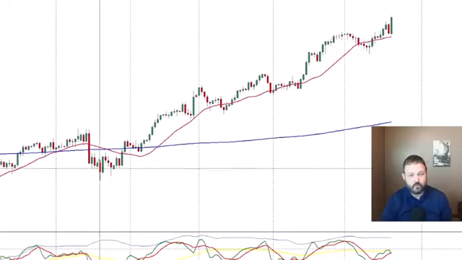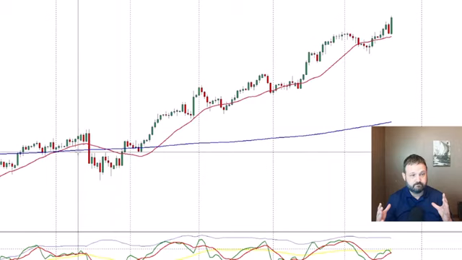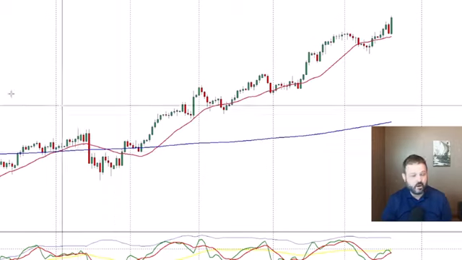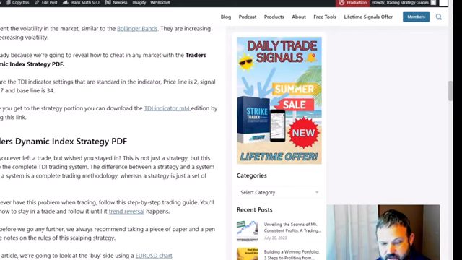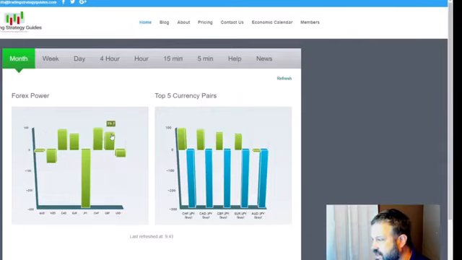So we want to make sure that we find pairs like this. So if we go back now over to the Forex Power Indicator, you're going to notice that we could check out another pair. So let's go ahead and do that. Instead of looking at the yen, let's look at the next strongest and the weakest. So we have the next strongest was the Swiss, and the next weakest was the New Zealand over the month.